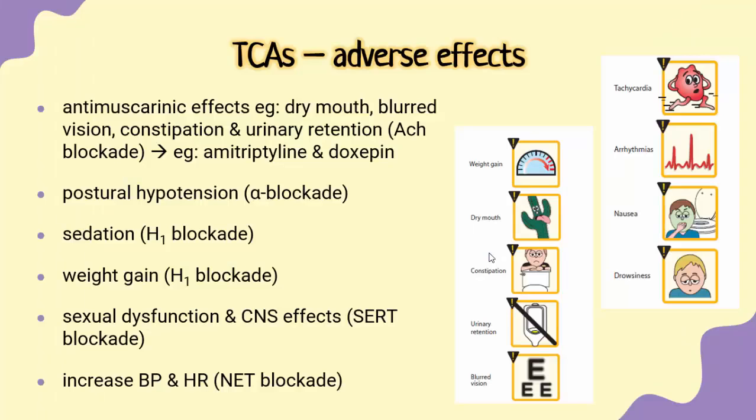Some of the drugs can cause anti-muscarinic effects, for example amitriptyline and doxepin. They can cause effects like dry mouth and blurred vision because they can also block the acetylcholine muscarinic receptor. Some TCAs can block the alpha adrenergic receptor. This can cause postural hypotension. Some drugs can cause sedation because they block the histamine H1 receptor, and so on. So basically, TCAs have a lot of side effects depending on which receptor they act upon or block.